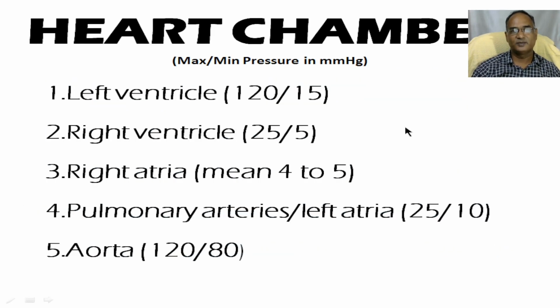So heart chamber pressures differ. Left ventricle 120 over 15, right ventricle 25 over 5, right atrium 4 to 5 mmHg, and pulmonary artery, left atrium 25 over 10, and aortic pressure is 120 over 8. Actually, this is recorded as the pulse pressure of an individual.